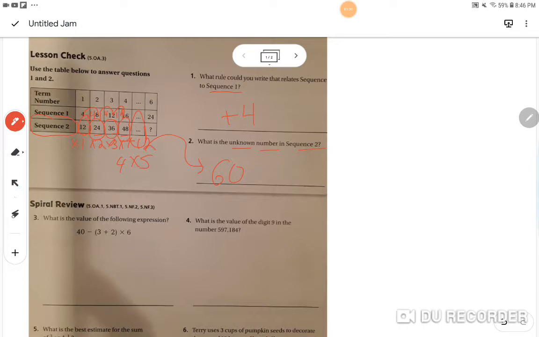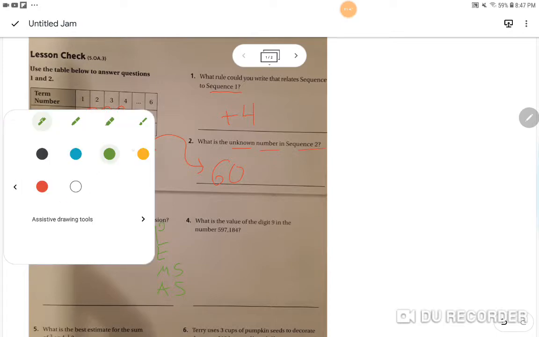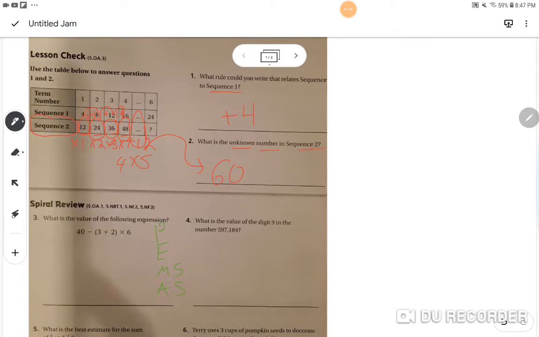All right, spiral review. Who remembers how to do this problem right there? That's right. Anybody that said, please excuse my dear Aunt Sally, you guys got it. That color doesn't show up very good, so let's go to black. All right, so what do we do first? Parentheses. So remember, make your V. 3 plus 2 equals 5, and then pull everything down. Pull down 40. Pull down subtraction. Pull down times. Pull down 6.